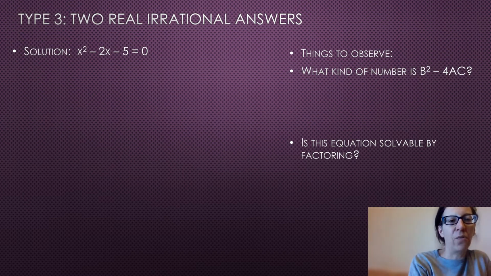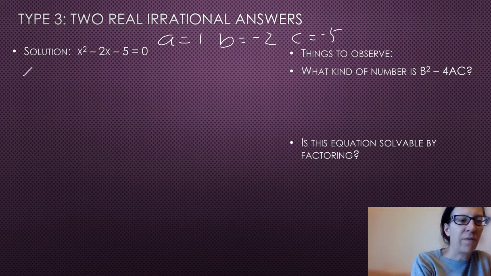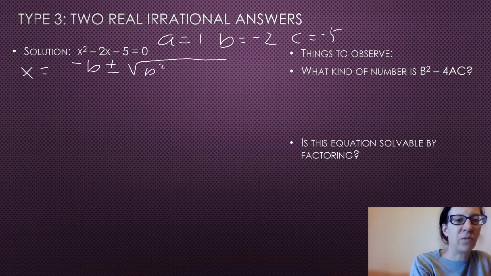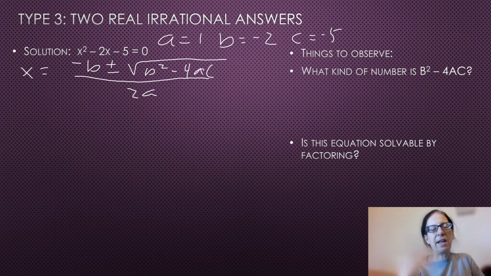All right, so we have a is equal to 1, b is equal to -2, and c is equal to -5. Quadratic formula is the opposite of b plus or minus the square root of b squared minus 4ac all over 2a. Notice I keep writing it, I keep saying it, okay?